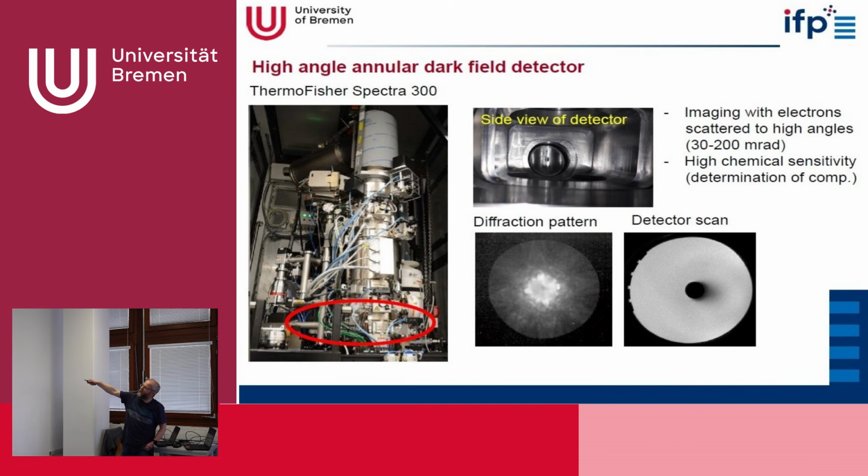You might have noticed that there is a hole in the middle, and this is because in this mode we are not interested in the electrons that are going straight through, or are scattered only into small angles. We want the electrons that are scattered to high angles. And annular means that we have averaged it around the detector in a circle. Exactly. So why do we do it?